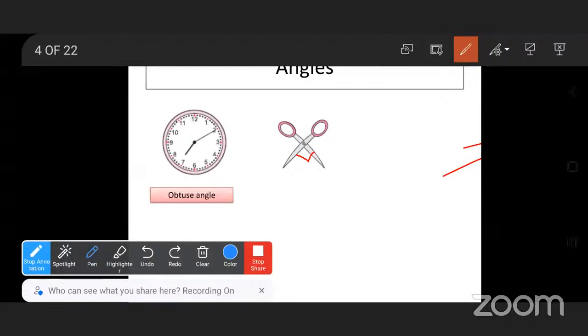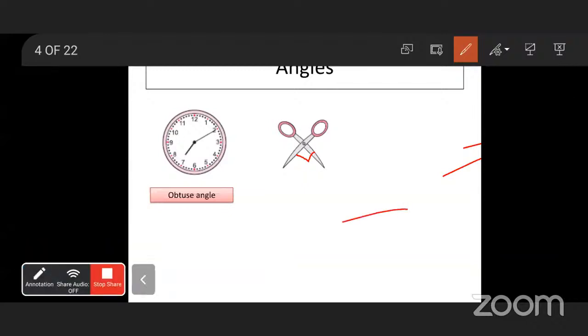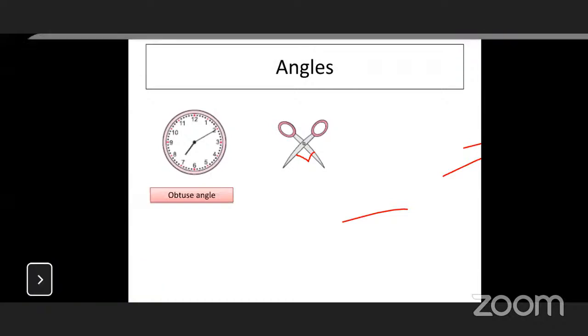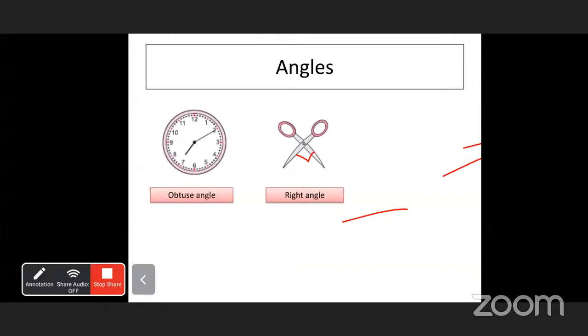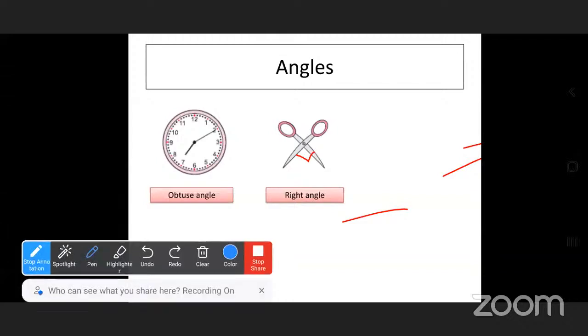Okay. Now, this here, if you can see, it is making a right angle. Right angle means it is making 90 degree. So the hands of the scissor make an angle of 90 degree. Okay. We'll move to the next part.